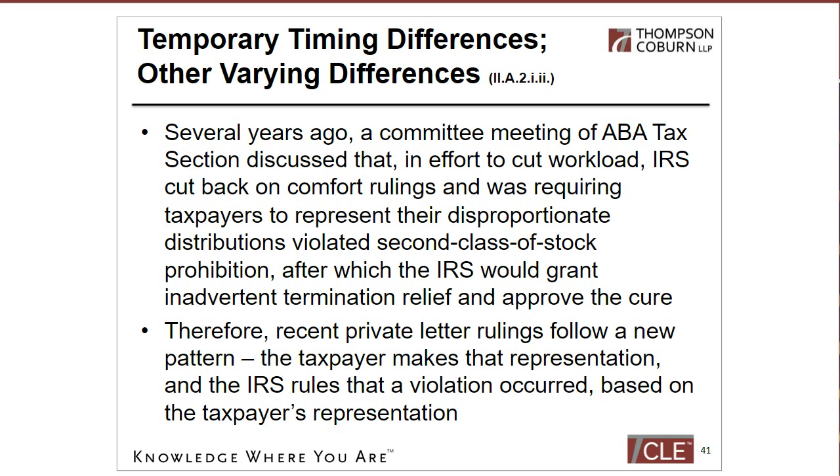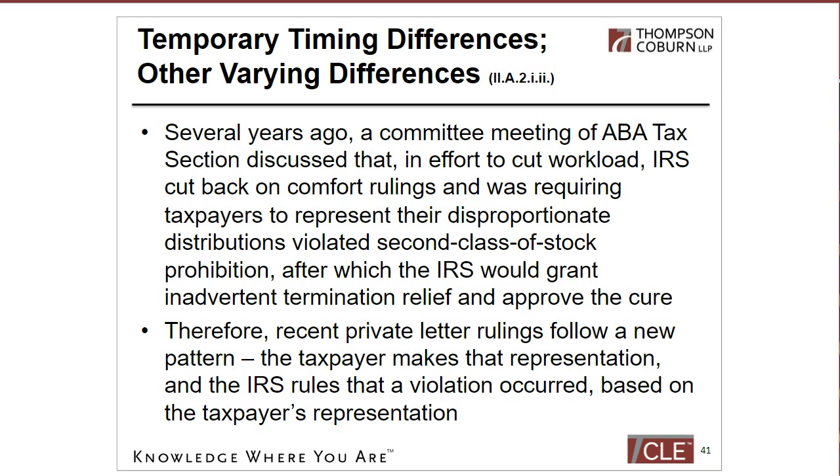And the taxpayers are like, yeah, but I don't know what the answer is. You don't know what the answer is. Some buyer might get concerned that we busted the S election, and I want to be sure. I want to have comfort for it. And so the IRS said, okay, if you represent that whatever you did caused a second class of stock, then we will tell you it was an inadvertent termination. So that's what happens, is that the taxpayer will represent that their disproportionate distributions busted the S election.